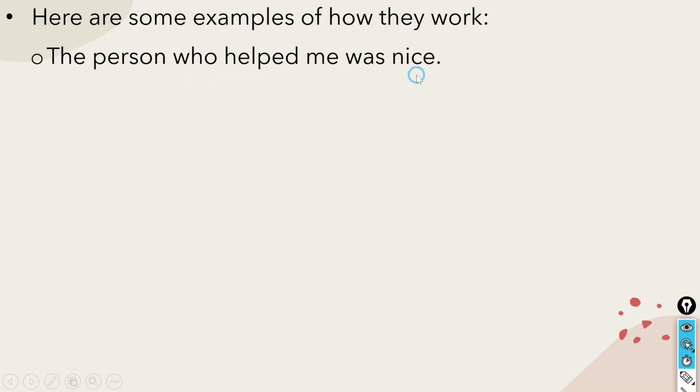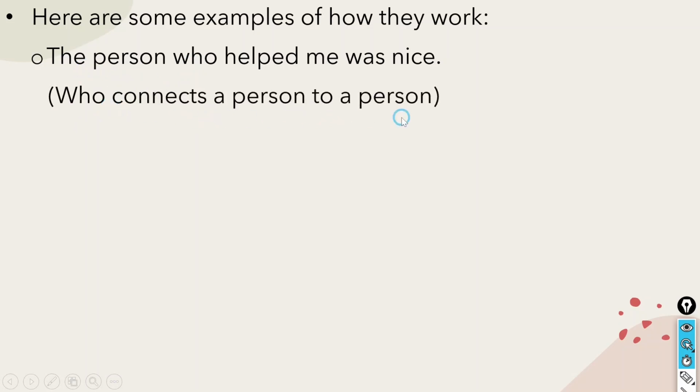So you have seen, there's a connection. There's the person and then helped me. So there's who in between. So who is a relative pronoun which is connecting the person. So we are saying who connects a person to a person. So who is a personal relative pronoun. All right. So we use the personal relative pronoun for persons.